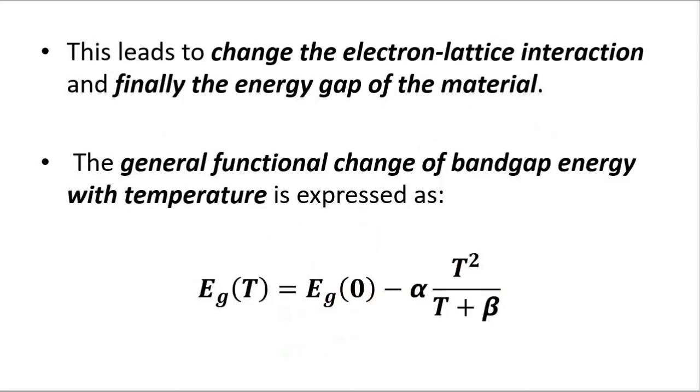So that change in band gap energy with respect to temperature, only temperature, is given by this equation, where the band gap energy at a particular temperature capital T is equal to band gap energy at 0 Kelvin minus alpha into T square by T plus beta, where alpha and beta are constants which depend on specific materials.